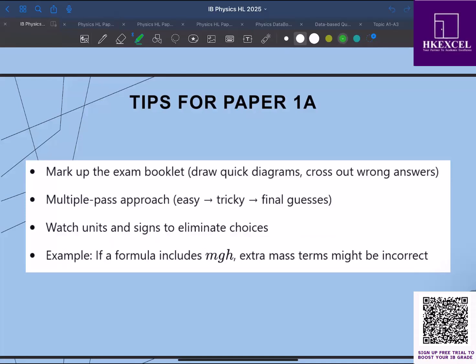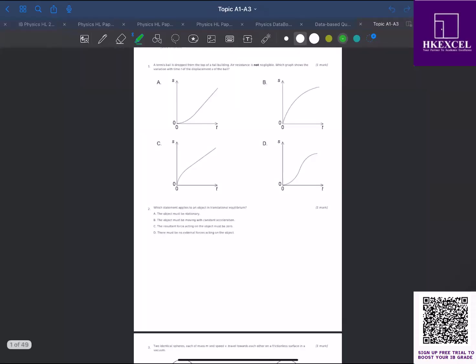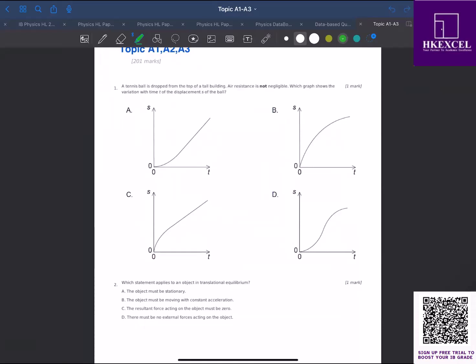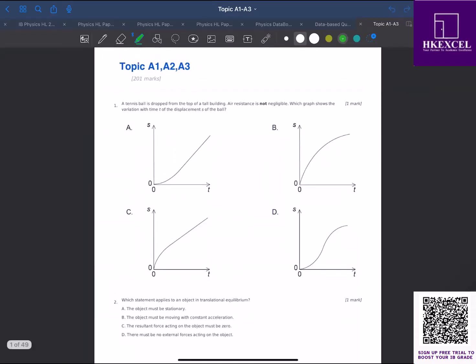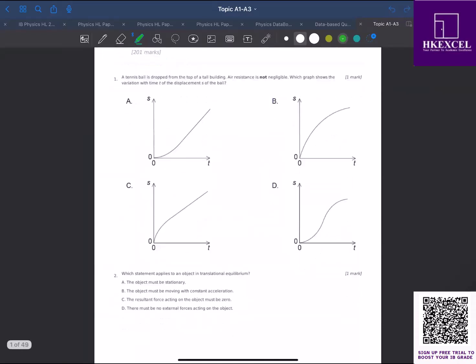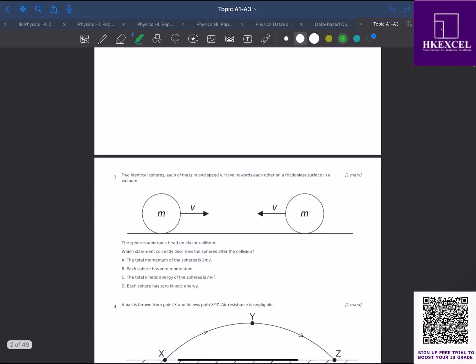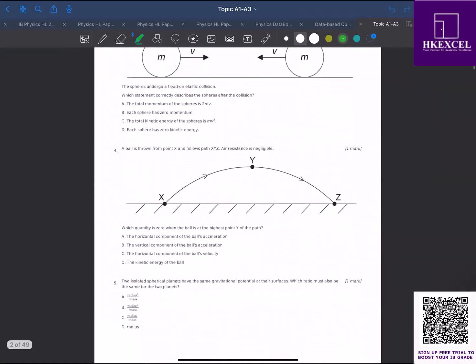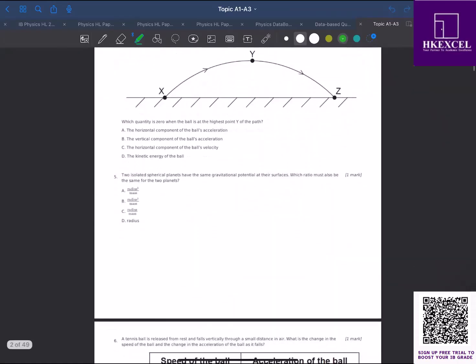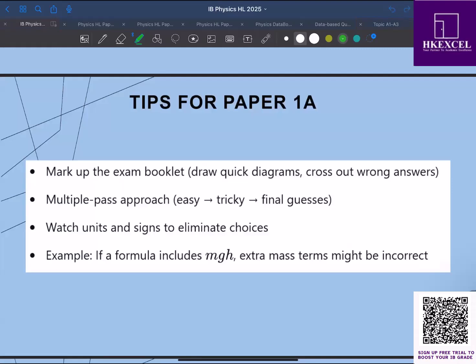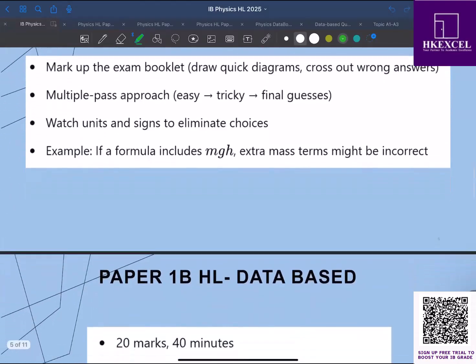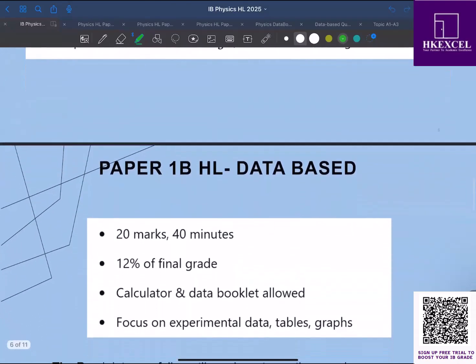Obviously, we also have our topic set questions. And as you can see, our HKExcel topic set questions also have MCQs to help you prepare for paper 1A. So let's move on to paper 1B, HL database questions.